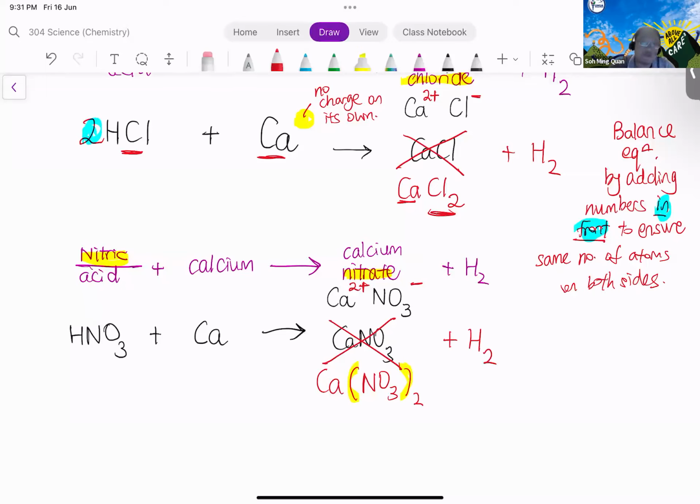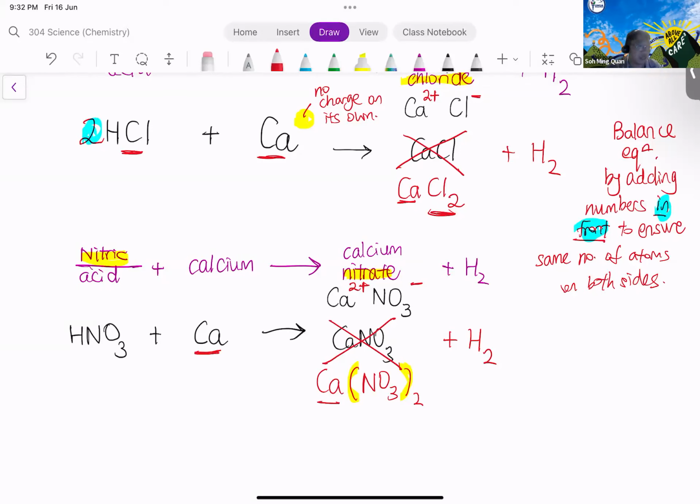Now, once you have written out the formula of calcium nitrate correctly like this, you will get 1 mark automatically. This question is 2 marks. 1 mark is given for calcium nitrate written correctly. Ca bracket NO3 2. The second mark, of course, is to balance it. So again, how do you balance? You balance the equation by adding numbers in front to ensure same number of atoms on both sides. 1 calcium, 1 calcium. Calcium is balanced. Don't need to add number in front of calcium.